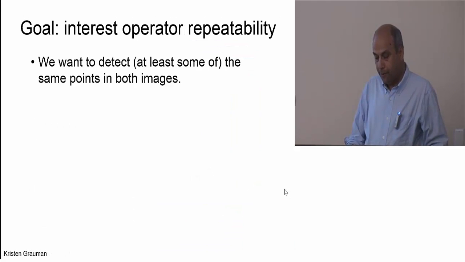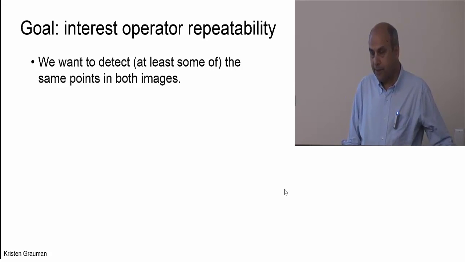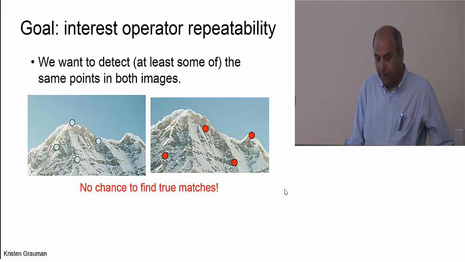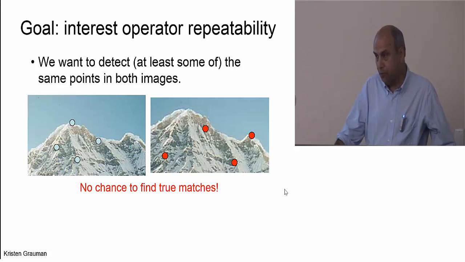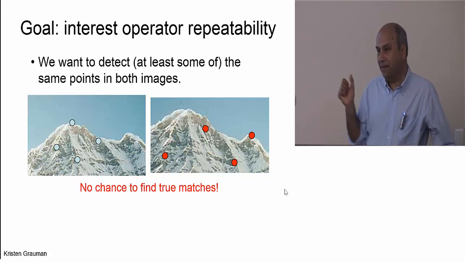Okay, so the goal is that we want these interest points to be repeatable, and so let's look at these two images. These are images of the same mountain, and these were the interest points on the left, which are shown in blue, and the interest points on the right are shown in red. And it's very difficult to match these, right? Because they are at different places. So we won't be able to match those.